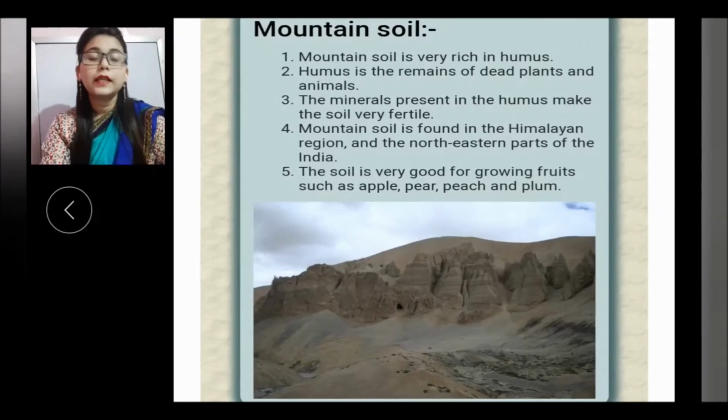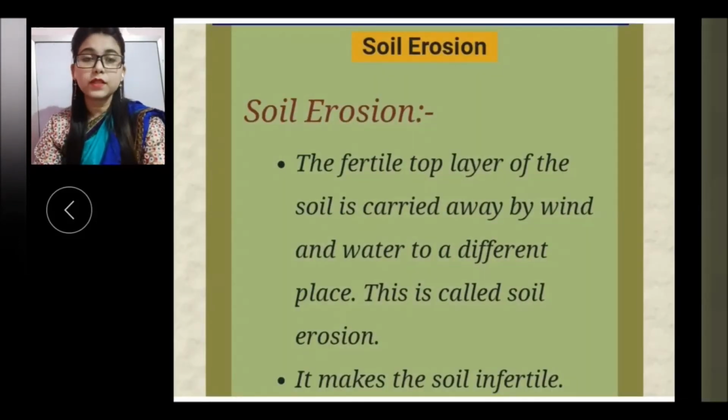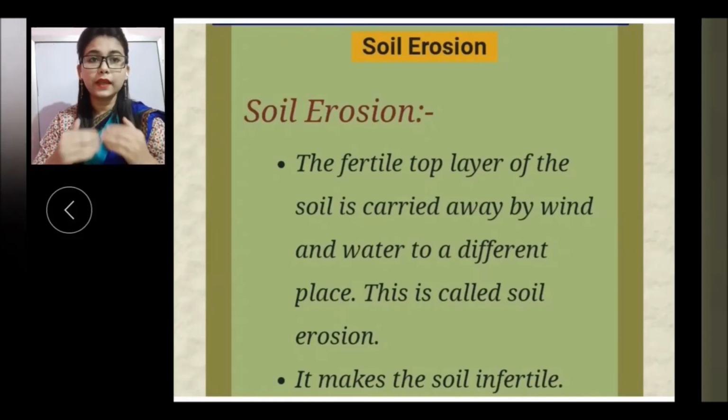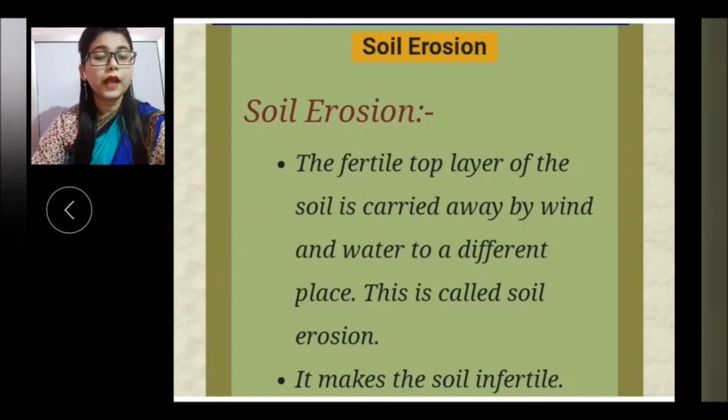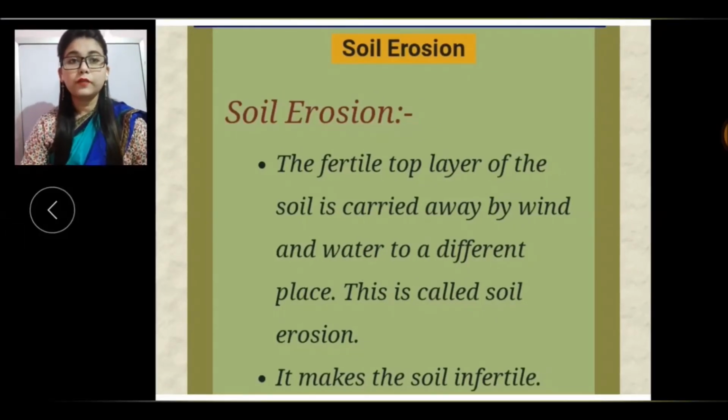Now students, let's move further and see other topics. What happens in soil erosion? The fertile top layer of the soil is carried away by the wind and water to different places. This is called soil erosion. As you know, it takes 100 years to make 1 centimeter of soil.